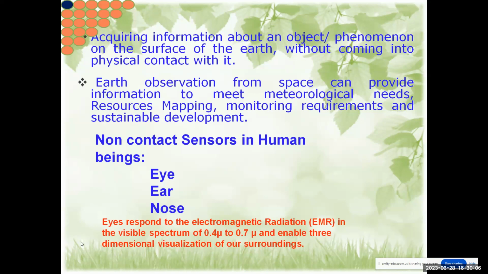In the same way, human beings have three types of sensors. The first is the eye, the second is the ear, and the third is the nose. With the eye, we can see any object without touching it. We can hear anything without touching any object, and we can smell anything. So these are also types of sensors inbuilt in human beings. We can see any object between 0.4 and 0.7 micrometer, because beyond this energy we cannot see any object. Our eye responds to EMR only in the visible spectrum range, 0.4 to 0.7 micrometer, and that enables three-dimensional visualization of our surroundings. These are the main fundamental things of EMR.